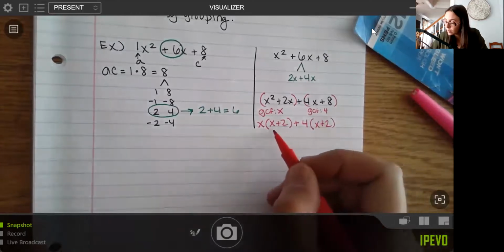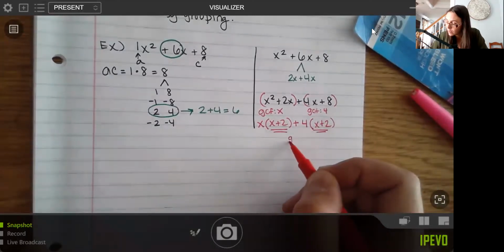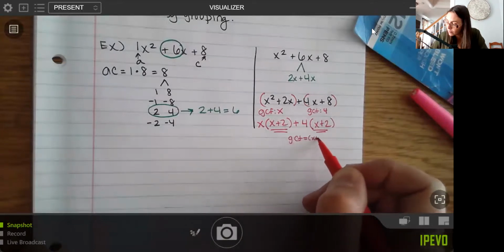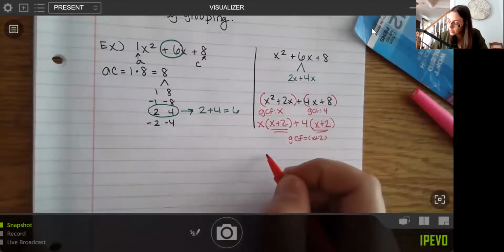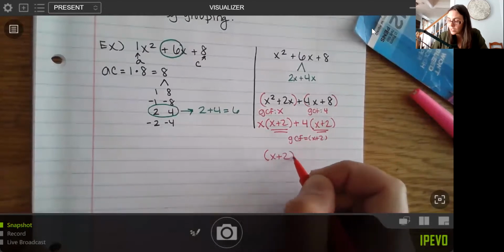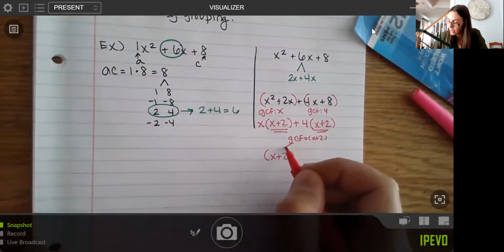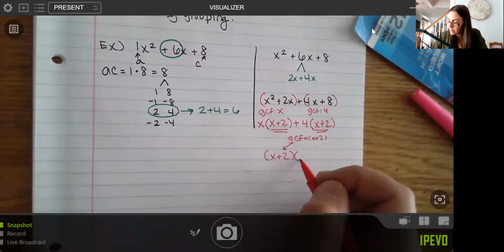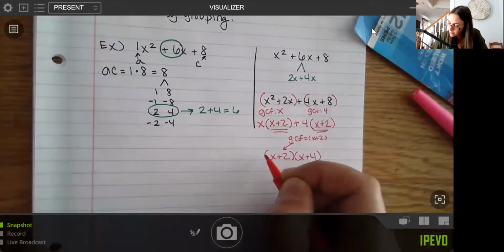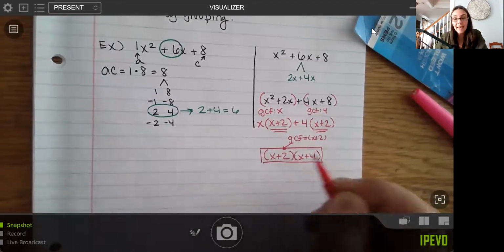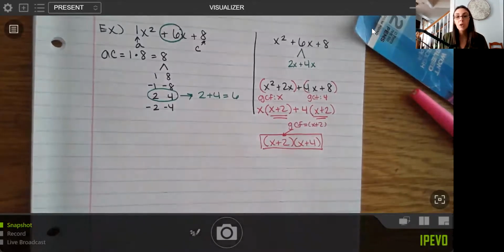And now you're going to notice those matching terms, and that's going to be your new GCF. So we're going to factor one more time. New GCF goes on the outside, and then what's left over? I have an x, and I have a +4 left. And that is my factorization. You can still check this by multiplying. So maybe I'll do one check here for you guys as well.